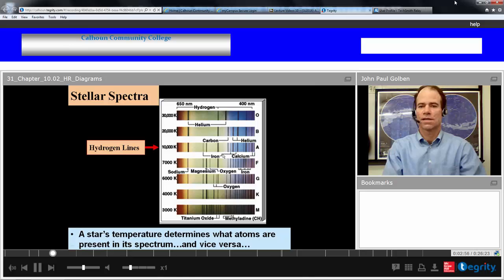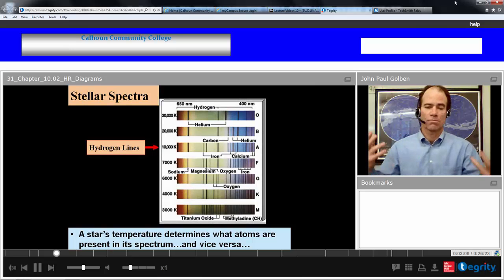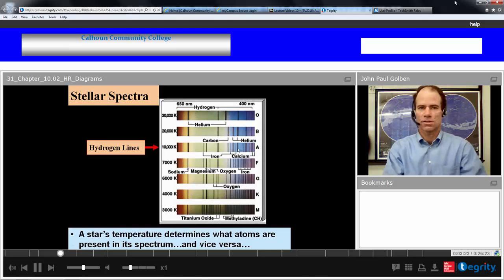In fact, originally, the greatest signature of hydrogen was designated A, and it was thought to be the greatest amount of hydrogen, but it basically just designated a certain temperature of the star. And so now the spectra that has the greatest signature of hydrogen is spectral class A.